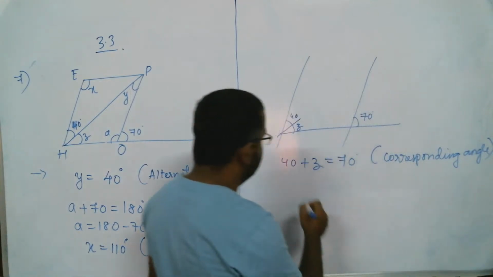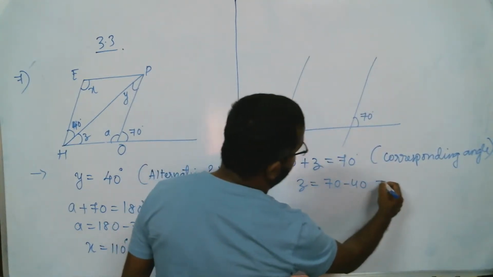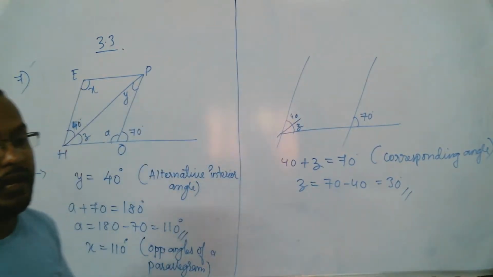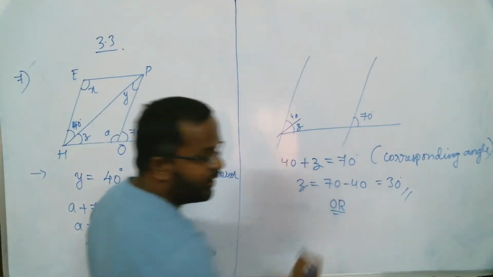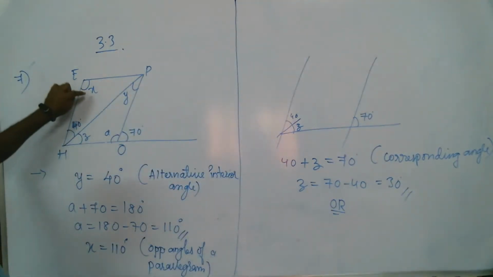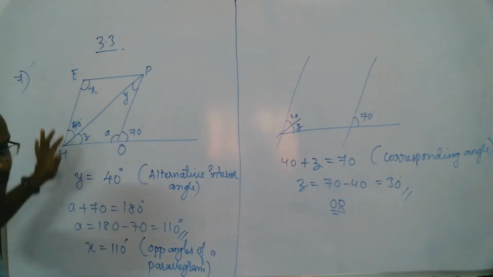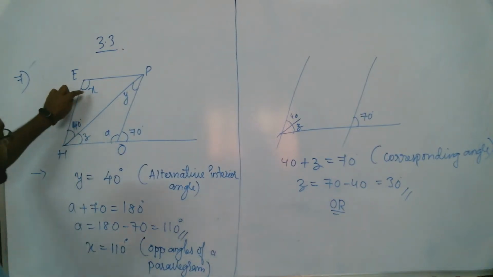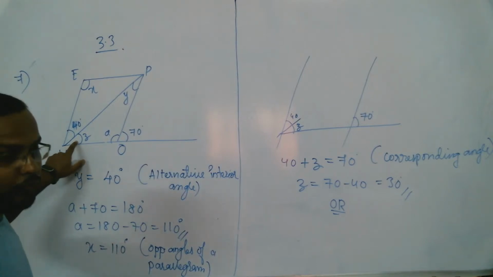So now z is equal to 70 minus 40. You will get how much? 30 degrees. So this is one way of doing it. The other way is, see here, this angle x and this complete angle are adjacent angles, and we know that when you add this angle and this angle, their sum should be equal to 180 degrees.